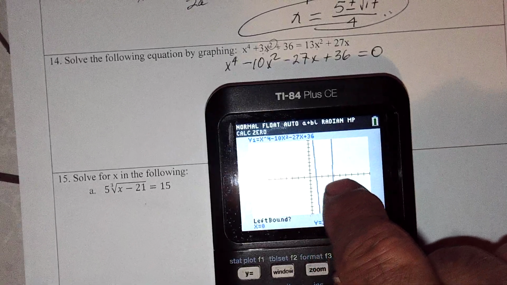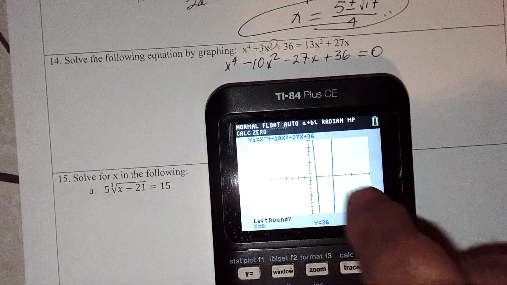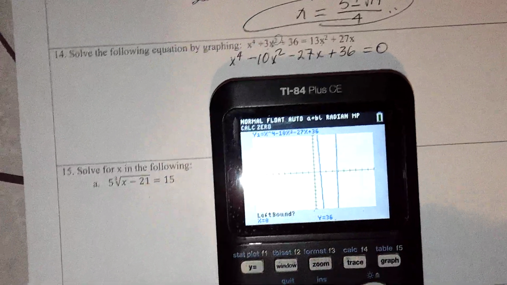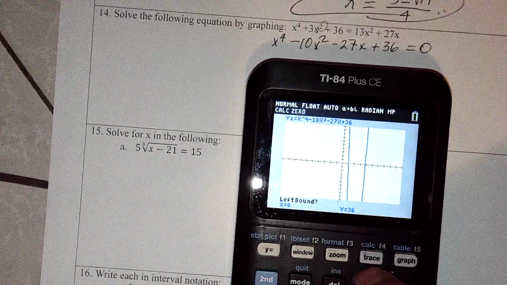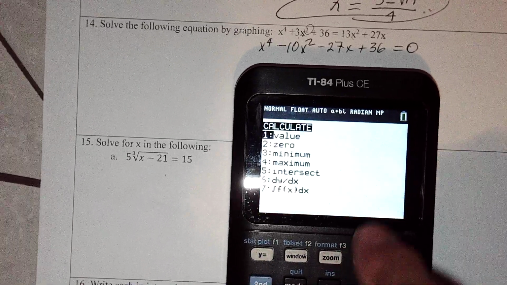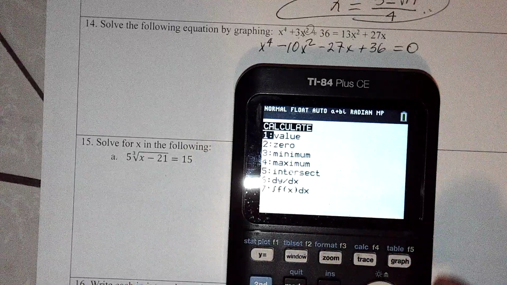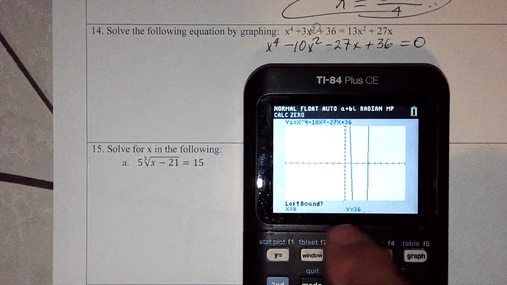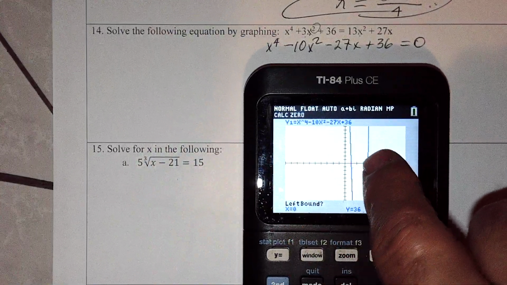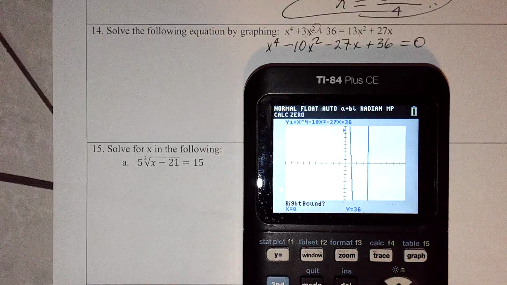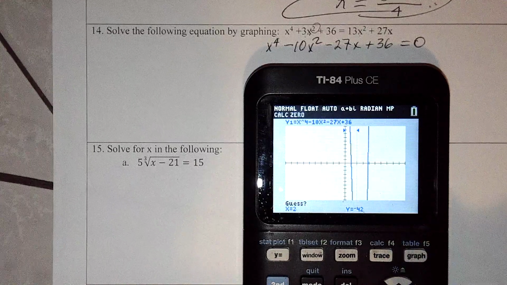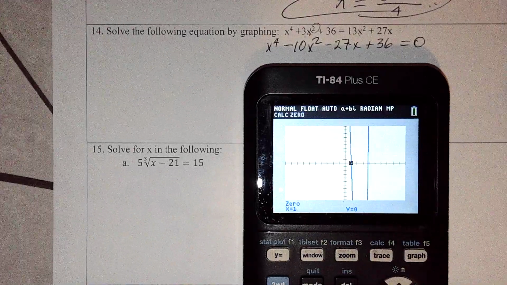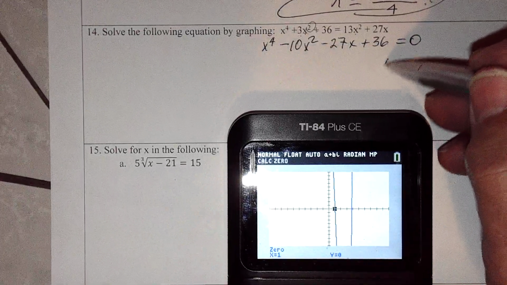If you said about 1 and about 3.9, I would accept that, but this is how on a calculator you go to second, calculate, right above trace, second calculate, and then if you choose the 0, which is option 2, and then you can say, I want the one that's between 0 and 2. So I'm going to say 0, enter, 2, enter, and my guess is about 1, and it says 1. It does go through 1. So x equals 1.